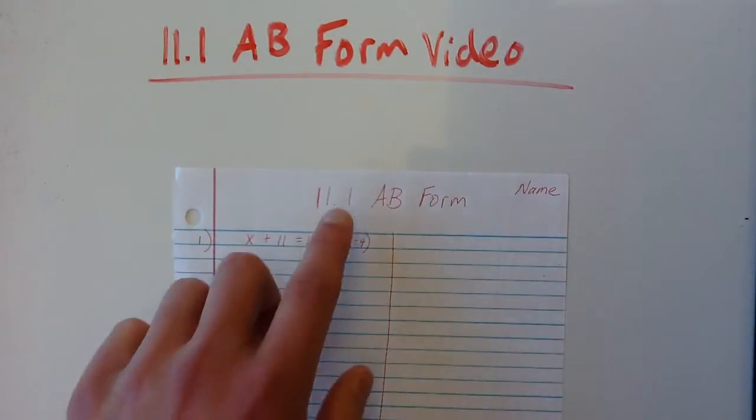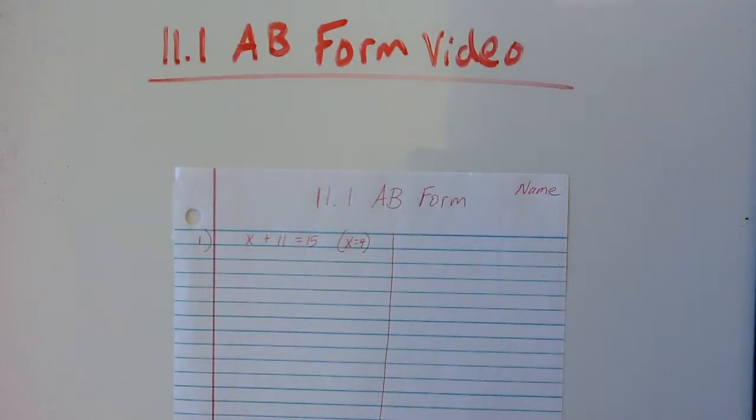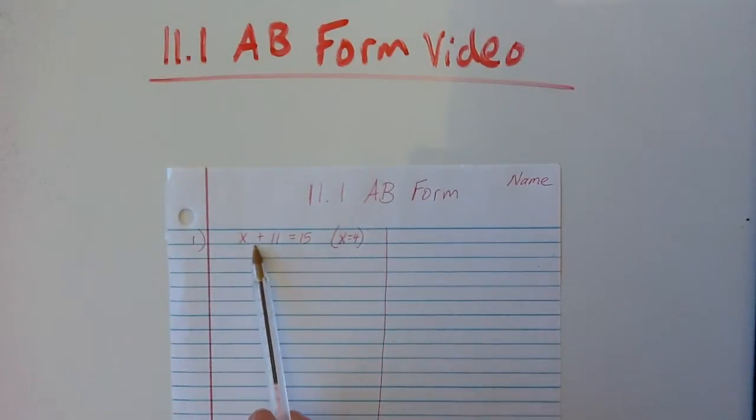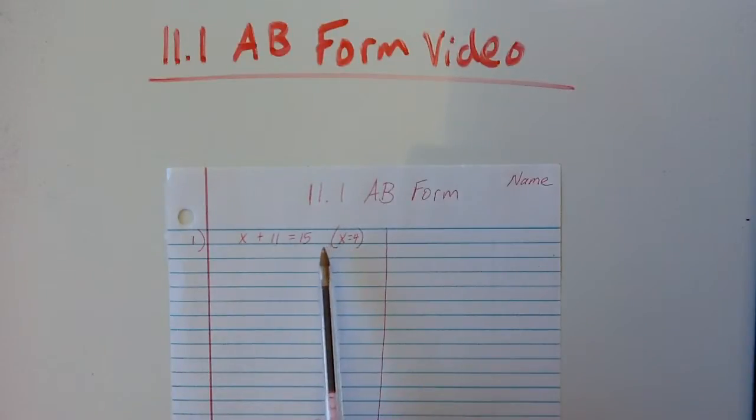So I have my paper labeled, my name on it. I'm going to number each problem. Okay, so right here, this is number 1. After I number the problem, I will copy the equation down. So in number 1, I see the equation is x plus 11 equals 15. I copy that down, and in parentheses, I write what that variable is equal to. They're telling me in the form that x is equal to 4.